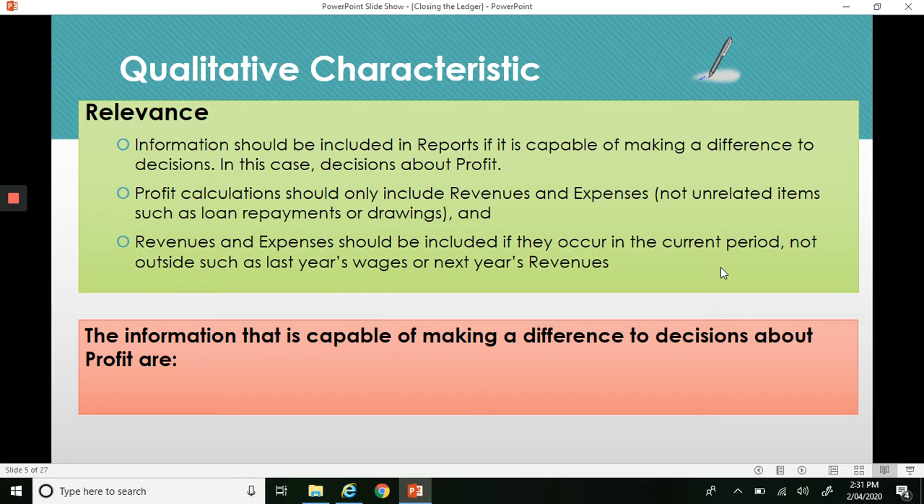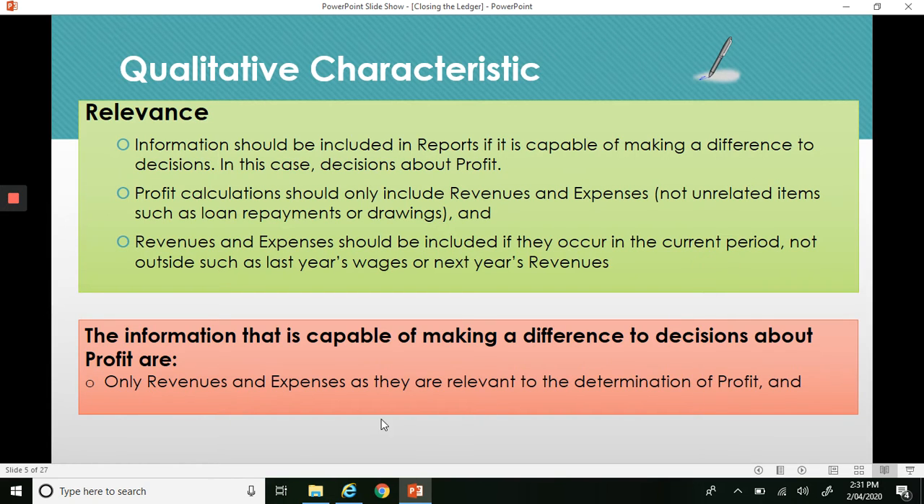So to sum up, the information capable of making a difference to decisions about profit are only revenues and expenses, as they are relevant to determination of profit, and only revenues and expenses that have occurred in the current reporting period.